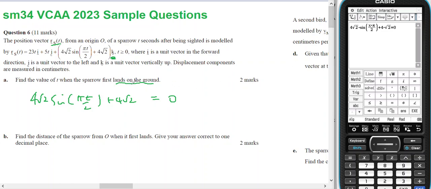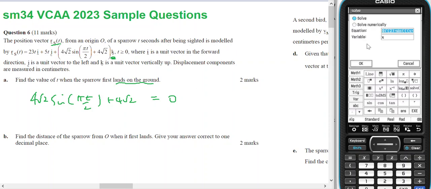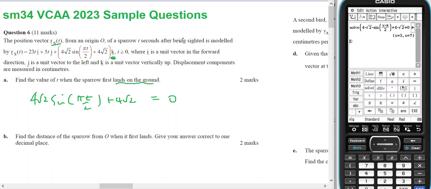But because this will have many, many answers, I'm going to put a condition, say 0 up until x, because there's a pi there. X is likely to be without pi, so I might say 10. I select it all and go interactive, advanced, solve for x, and I get 3 and 7. Therefore, t equals 3 is the first time.